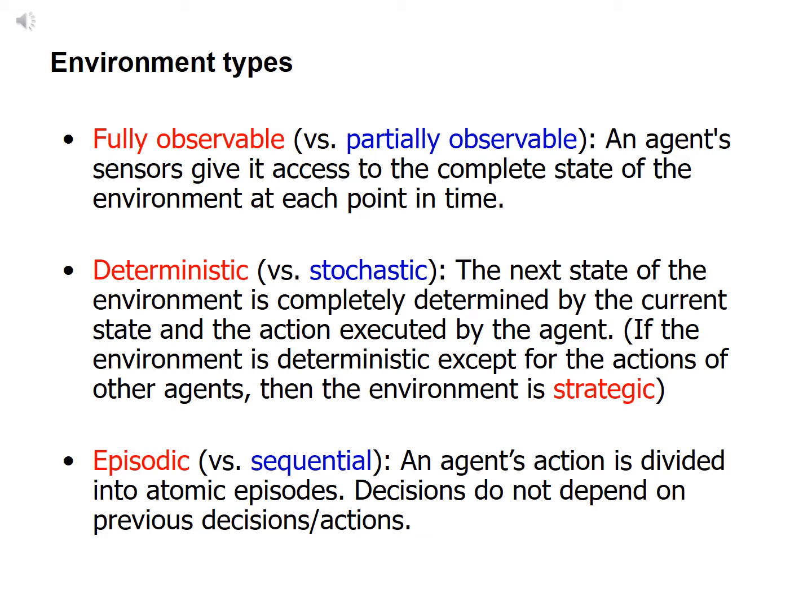And then in episodic environments, we have an agent's action that is divided into atomic episodes. These decisions do not depend on previous decisions or actions. An example is a robot on a conveyor belt that has to check for defects on certain parts. Whenever a new part arrives at the robot through the conveyor belt, the state of the part is not affected by the state of the previous part. So each episode is independent of another episode, and therefore we call it an episodic environment.